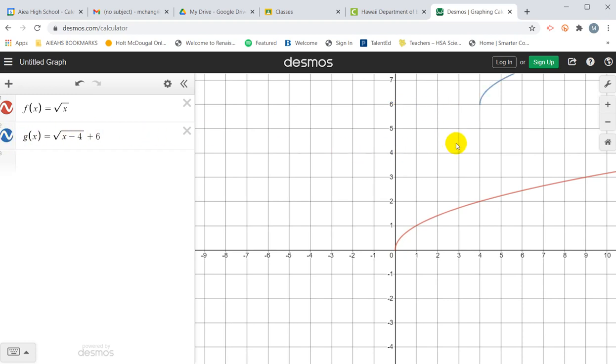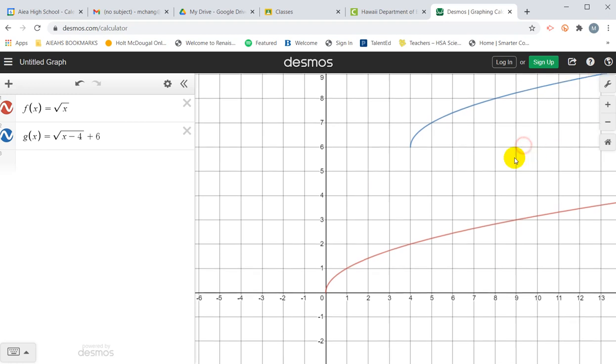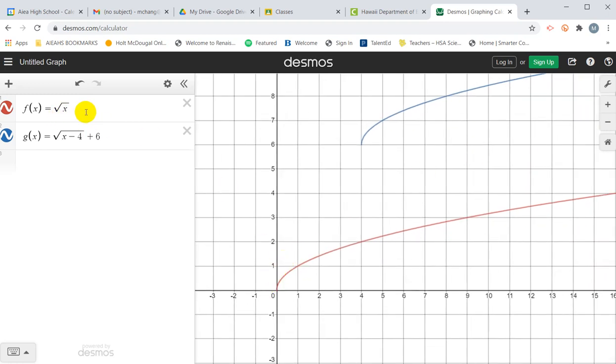So let's see. Yep, and that's exactly what we have here. So this is our parent function. Our parent function is the square root of x. And then basically it's shifted 4 units to the right and 6 units up.